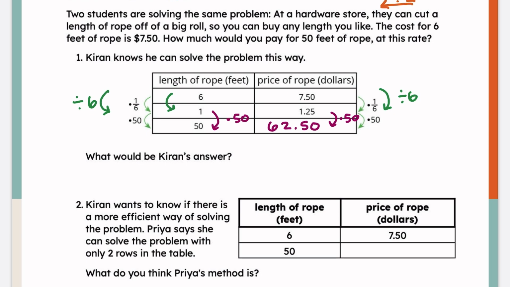But Kiran says he wants to do it in a more efficient way. He wants to see if he can do it in fewer steps. And Priya says, I can do this in one less row on the table. I don't need this row of ones. What is it that you think Priya did?